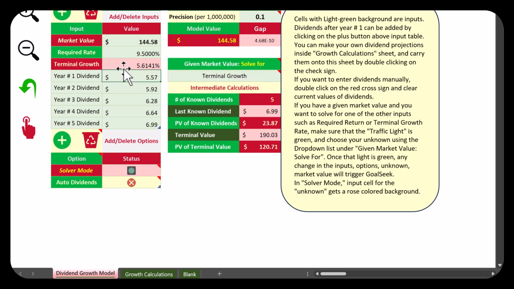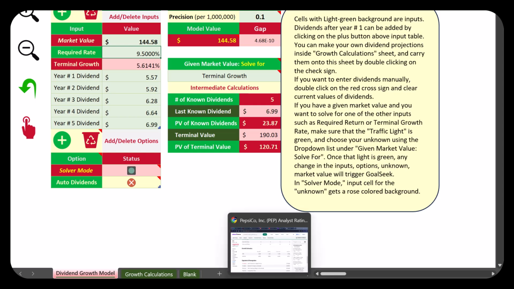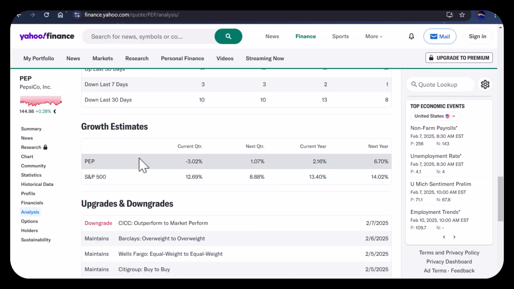Okay. Now, in this case, the growth rate that justifies Pepsi's price is 5.61%. Of course, that assumes that the proper discount rate for Pepsi is 9.5. Let's quickly do some quick and dirty numbers.